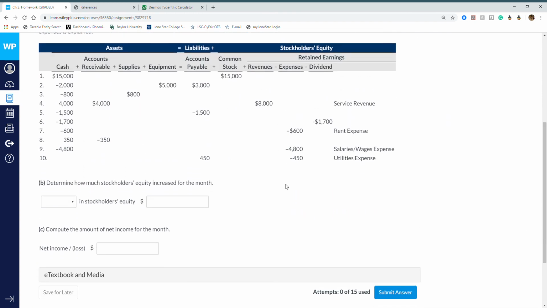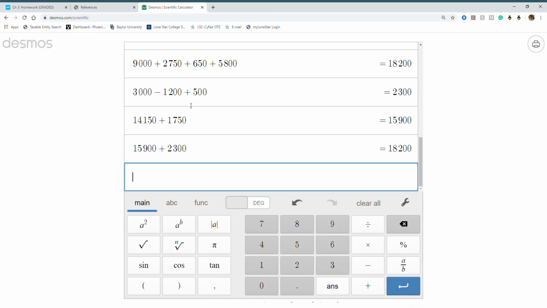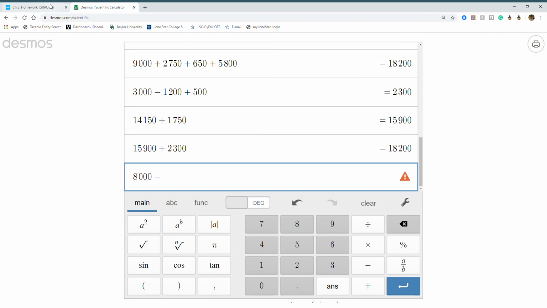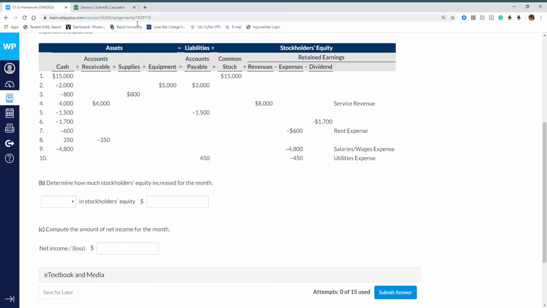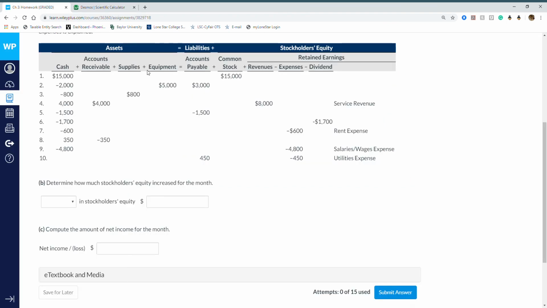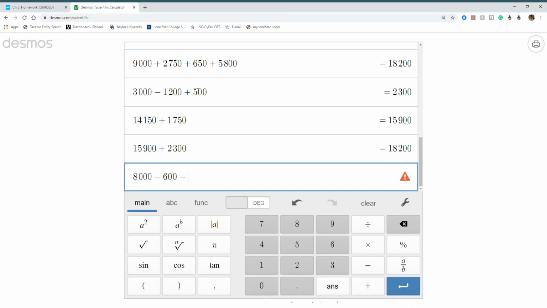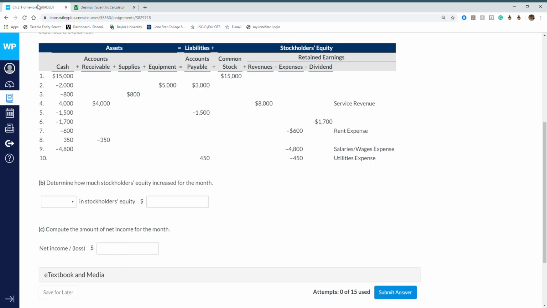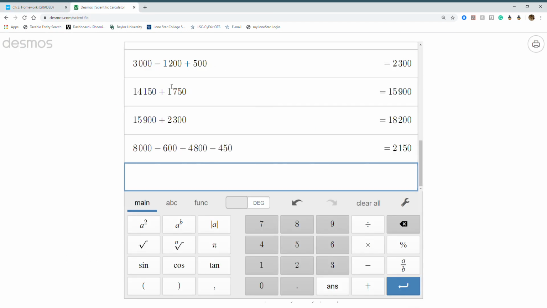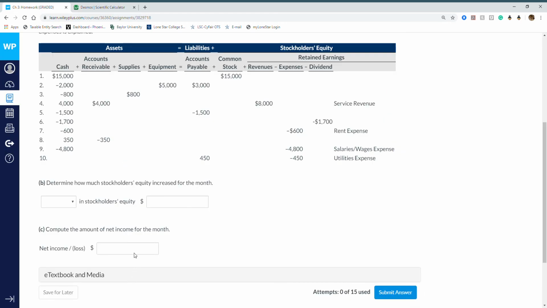So again, net income, revenue minus our expenses. So 8,000 minus 600. Subtract out 4,800. And then 450. So net income was 2,150.